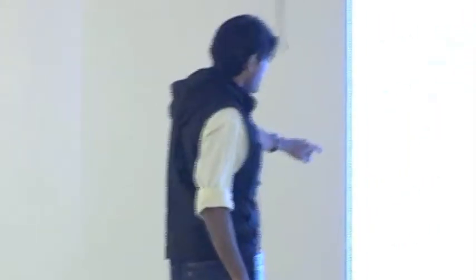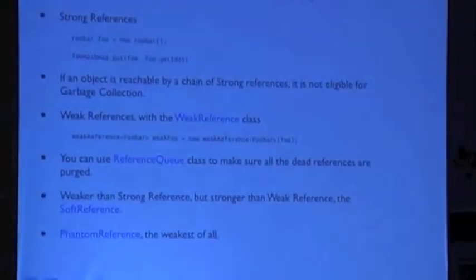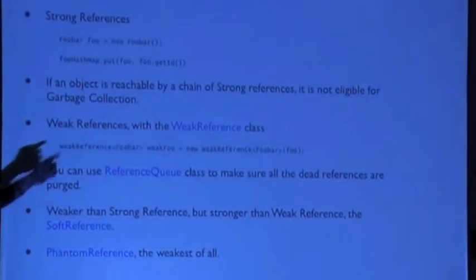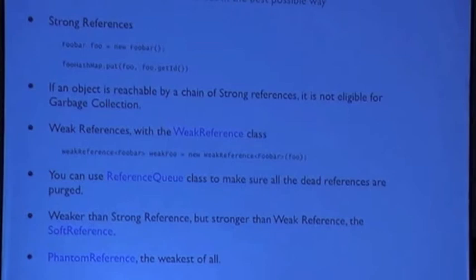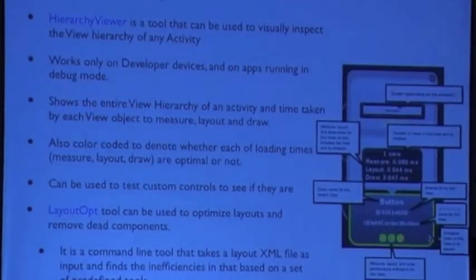The gist is to try to use a weak reference class or a soft reference class, whichever you feel is good for you. Phantom reference is not used anywhere actually. I have not seen any case where it's used. And if you use a weak reference, the garbage collector will be much more capable of releasing objects that are not used. Next is optimizing the layouts.